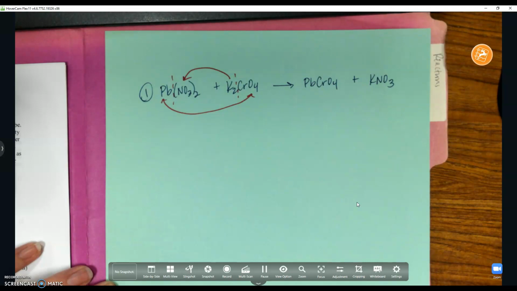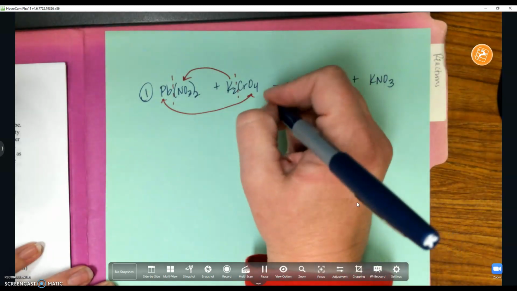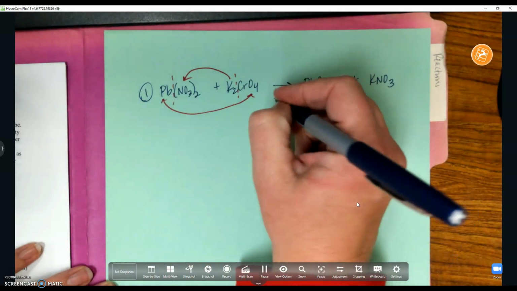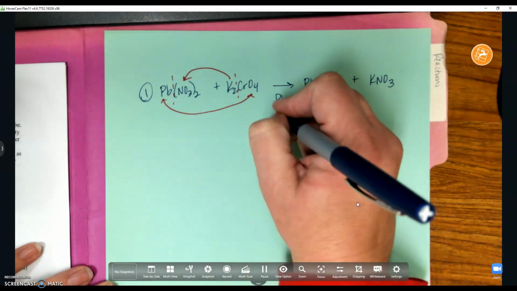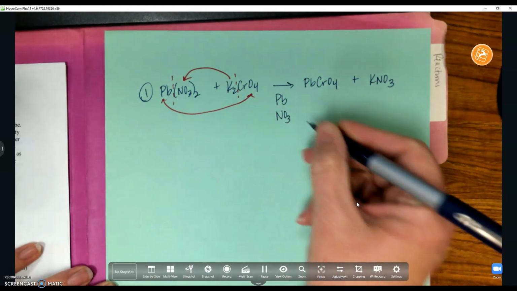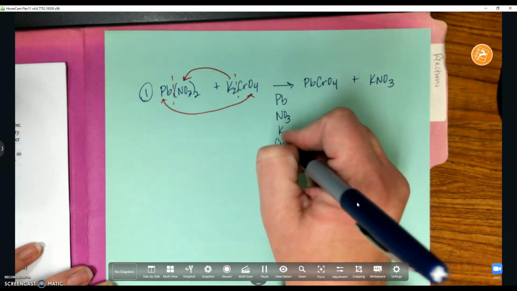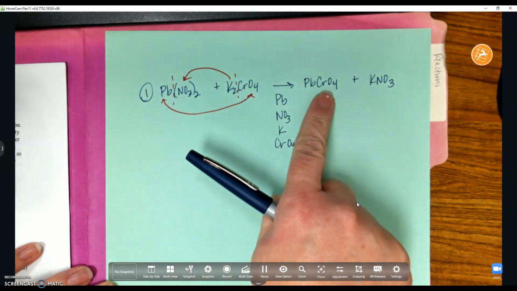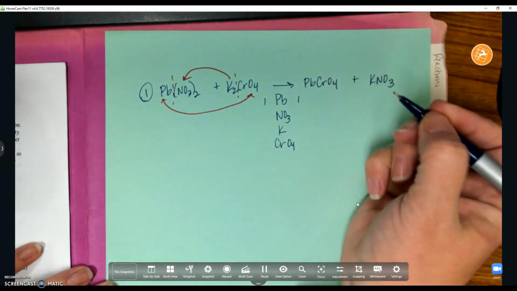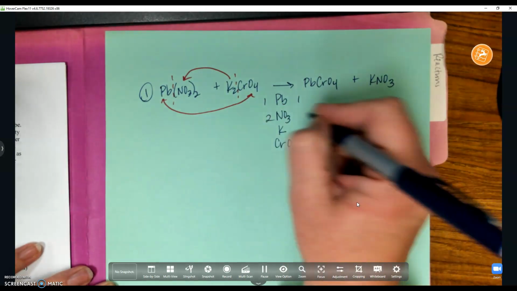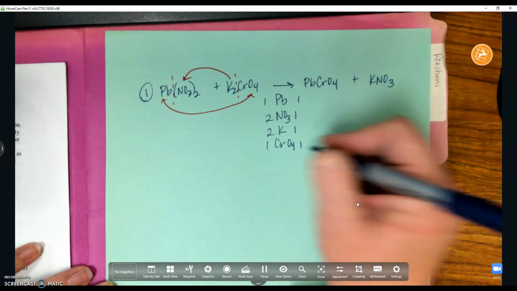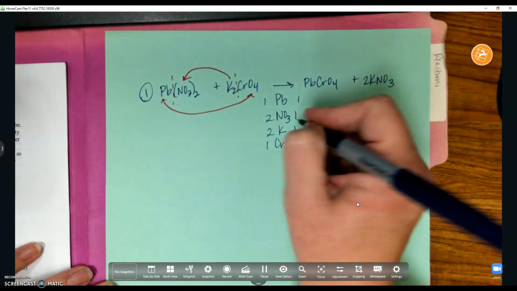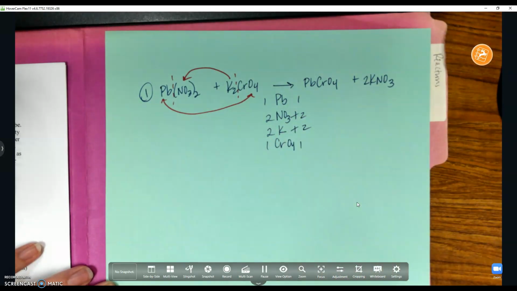Aside from that, we would need to balance the reaction, and I will show you the complete way we would do that for those of you who need more practice with that. So I'm going to list out my ions underneath the arrow, the yield sign. I have lead. Nitrate is on both sides of the equation, so I can list it as nitrate. Then I've got potassium, and then CrO4, because chromate is on both sides of the equation. Lead is 1 and 1. Nitrate is 2 and 1. Potassium is 2 and 1. And then chromate is 1 and 1. So all I need to do is put a 2 right there. And that is now a balanced equation.